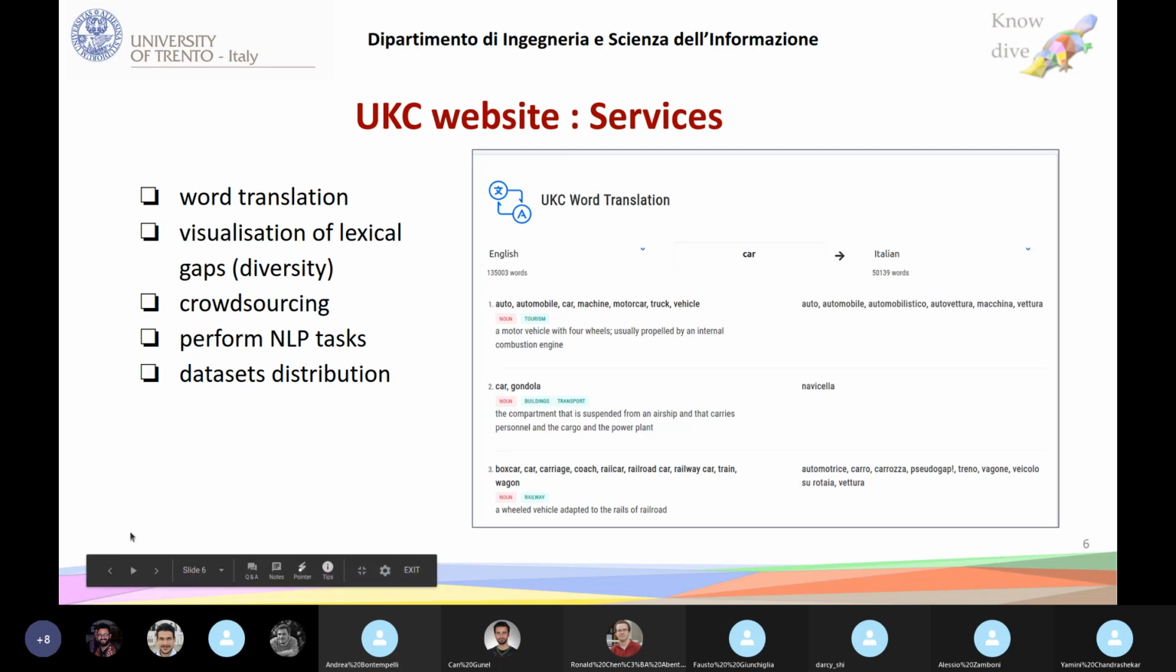So the next service that is planned would be to be able to perform NLP tasks on this resource. So for instance, to be able to do the common task of word sense disambiguation. That would be a great deal for a resource to be able to provide support for. And the final service would be the data set distribution, where the idea is to provide language specific data or the entire resource itself, depending on the collaboration and the requirement from the university or the organizations.